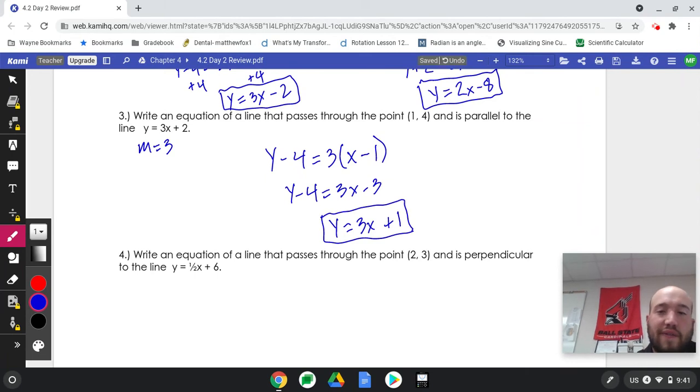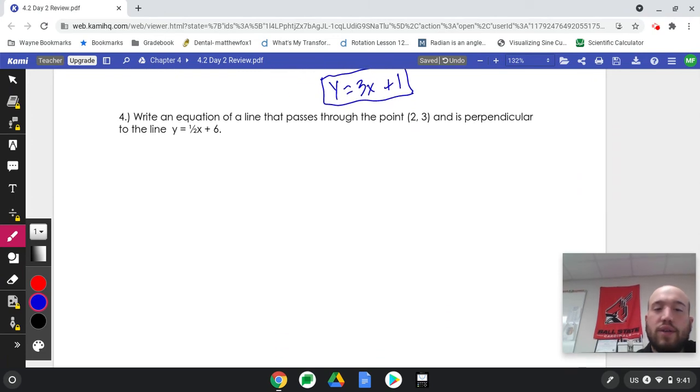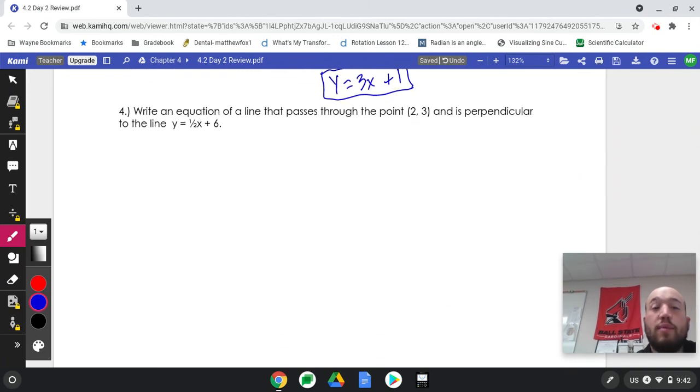And we're almost done. Our final one like this. Write an equation line that passes through the point 2, 3 and is perpendicular to this line. So the original slope was 1/2. Hopefully you know if they are parallel, they have the same slope. If they are perpendicular, it's the opposite reciprocal. So opposite means it becomes negative. Reciprocal, 1 over 2 becomes 2 over 1. So negative 2 will be our slope that we use.